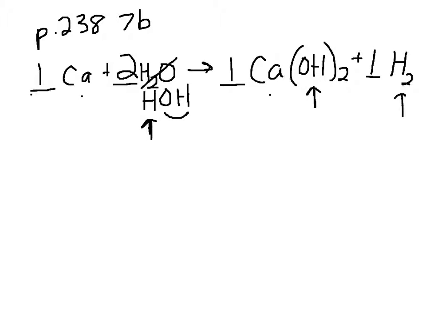You don't have to put a 1 there, you can leave it blank, but when we're learning, I'd like you to put a 1 there just to indicate that you know it's 1, and you're not just leaving it blank because you don't know how to do the question. All right, let's just do a final check. We've got one calcium on both sides, we've got two hydrogens on both sides, and we've got two hydroxides on both sides. So we're balanced.